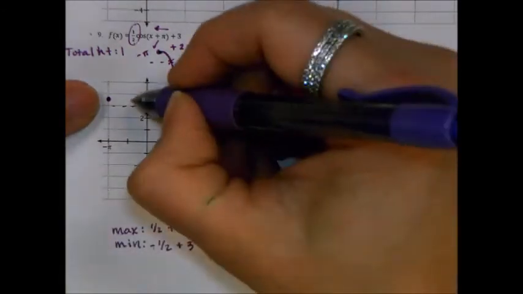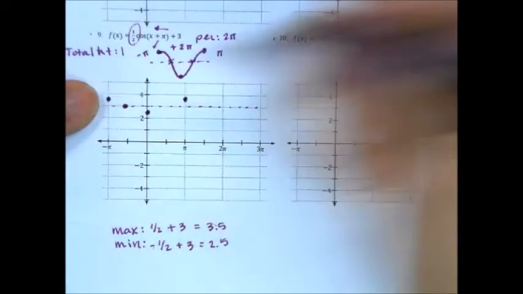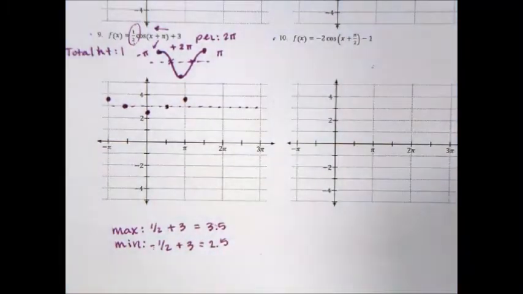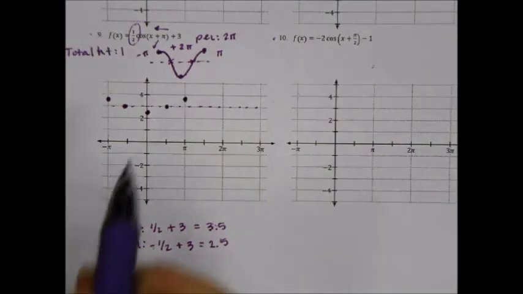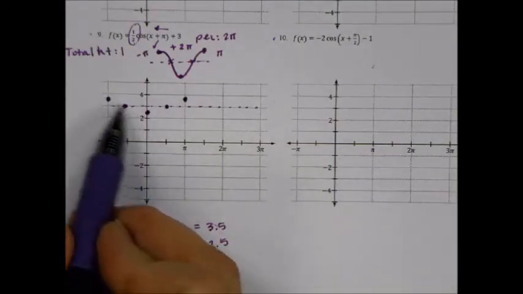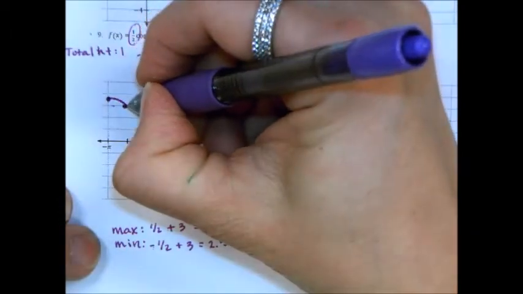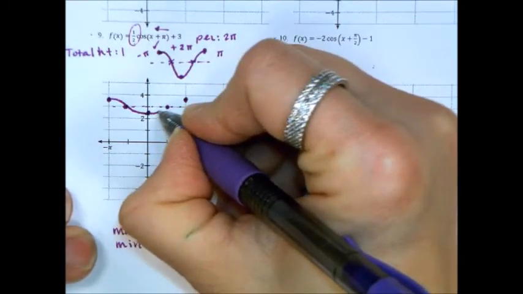Same thing over here. Remember with the points with cosine, those points should appear to lie in a straight line. We just want to make sure we connect with our curve. All right, so there's that period of cosine.